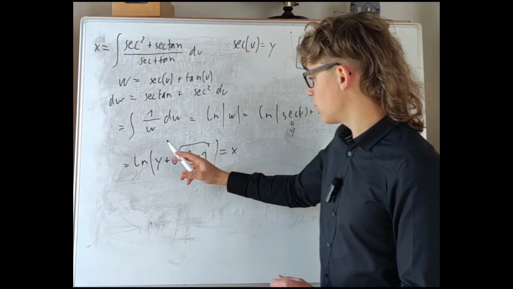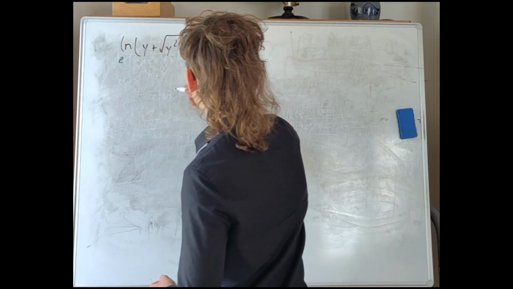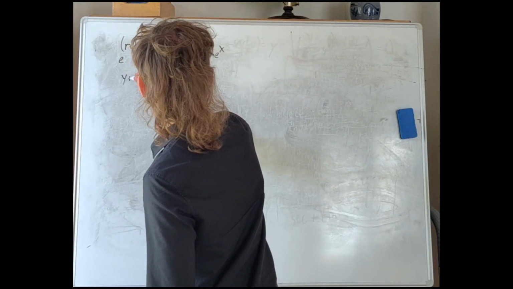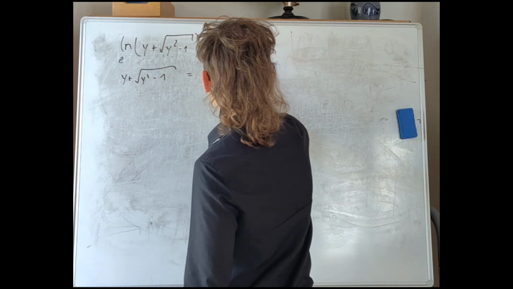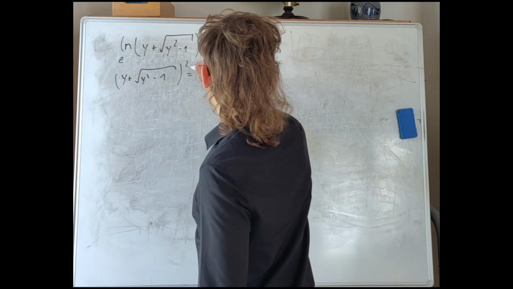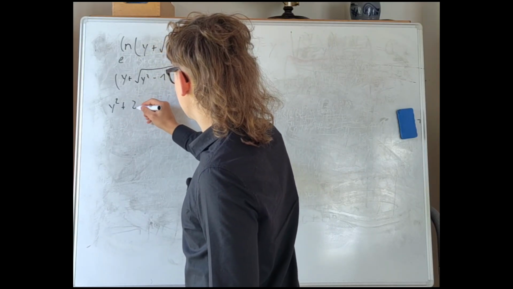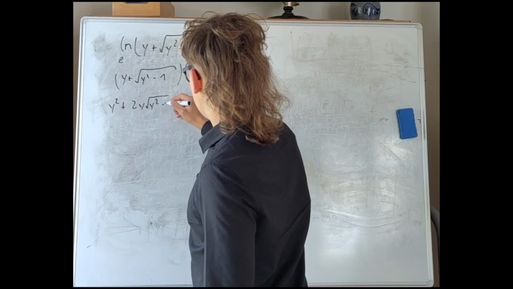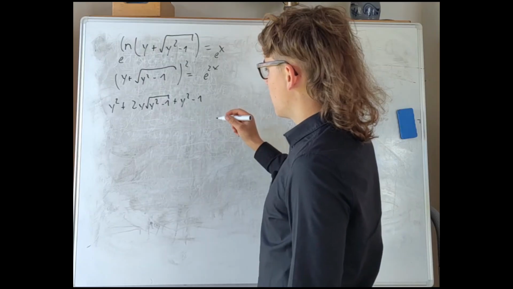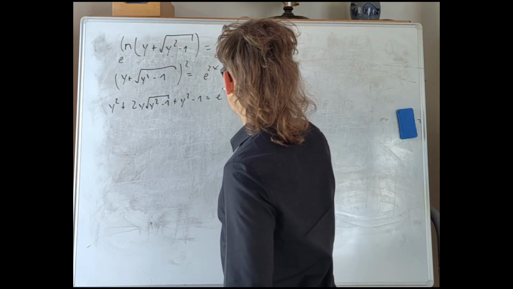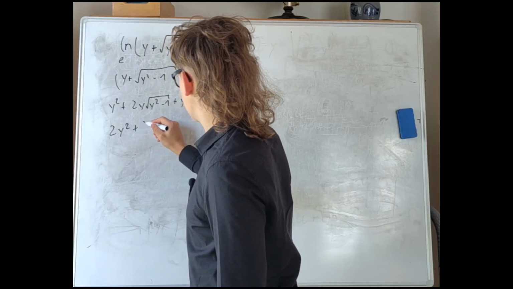So now we want to solve for y in terms of x. Okay, so to solve this, let's just take e to the power of both sides. And then we have y plus the square root of y squared minus 1 equals e to the x. And here's a neat trick, you can square both sides. And now we get y squared plus 2y square root of y squared minus 1 plus y squared minus 1, equal to e to the 2x. Now we get 2y squared plus 2y.